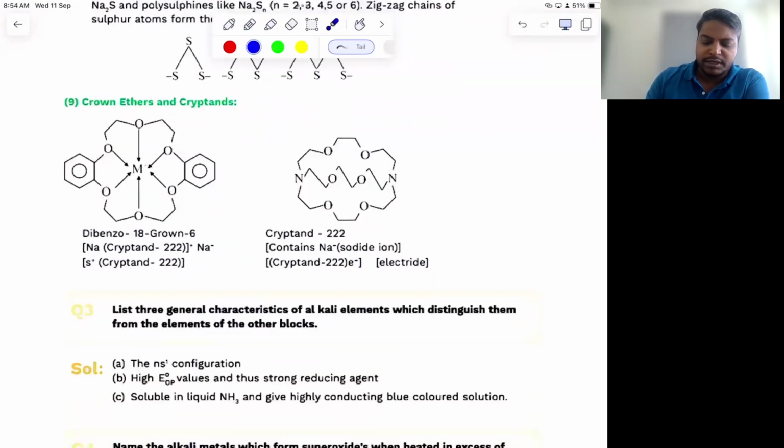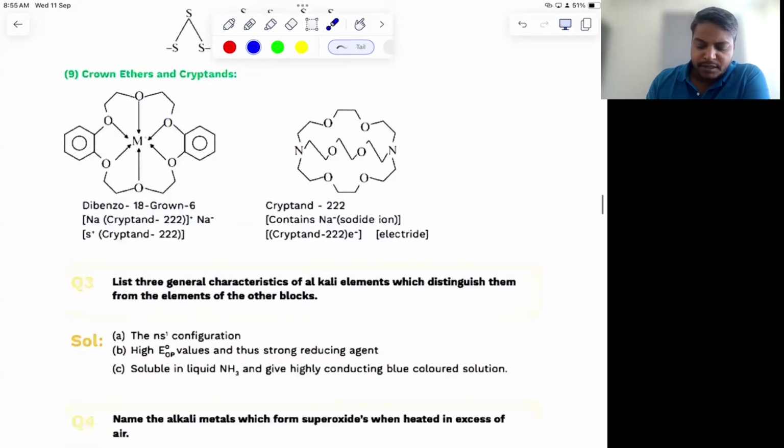Crown ethers and cryptands. Sodium metal ion will also form crown ethers like this. Here, if you notice, in these cases, dibenzo-18-crown-6. So this is dibenzo, and then we have 18-crown-6 here. 18 crown as in 18-membered ring, and 6 as in 6 oxygens present in here.